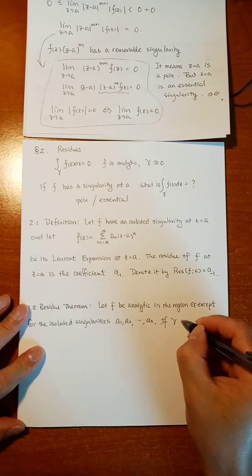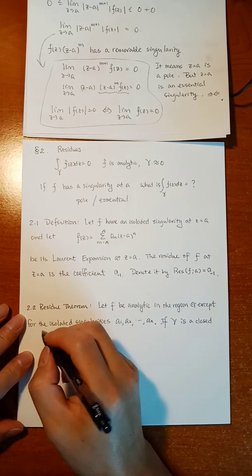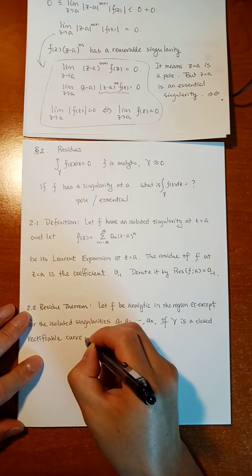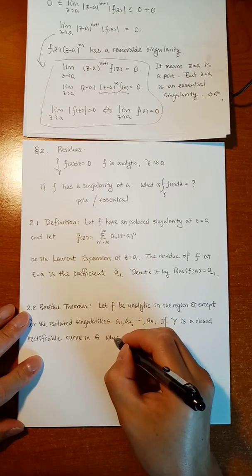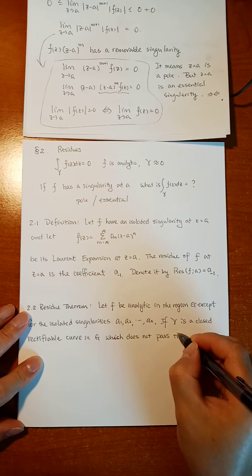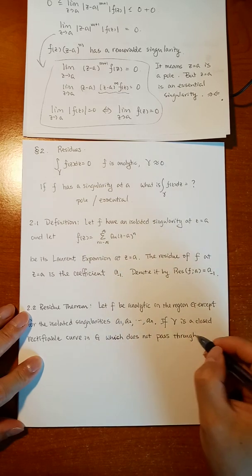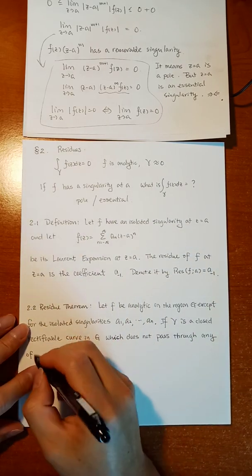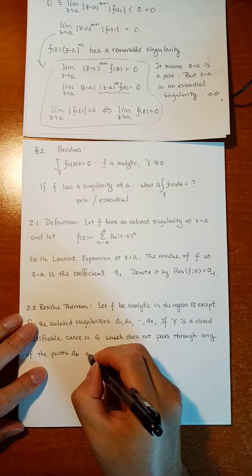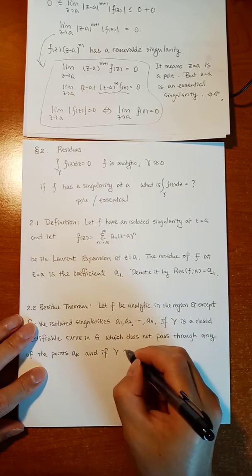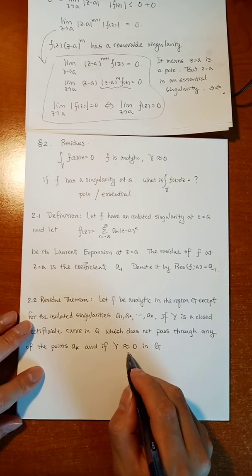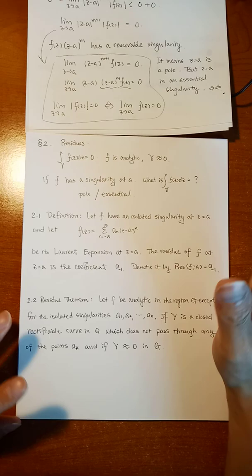If gamma is a closed rectifiable curve in G which does not pass through any of the points a_k, and if gamma is homologous to 0 in G, or check back what homologous means, the winding number with respect to the exterior point is always 0. Okay?